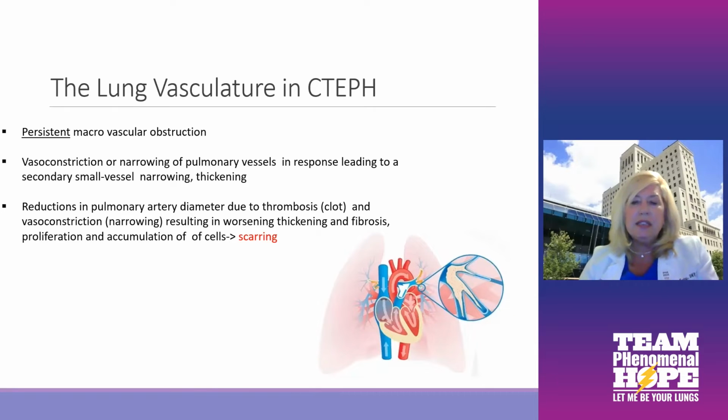So because of this vasculature and this narrowing, reductions in pulmonary artery diameter due to the clot and vasoconstriction result in worsening, thickening, fibrosis, and proliferation of accumulation of cells. And of course, this leads to scarring. And when you have scarring, there's not a lot of reversibility.